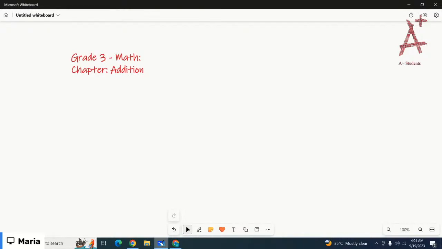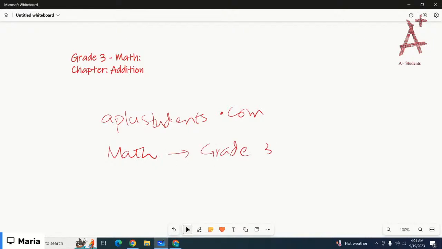We are here for grade 3 math. You can find all the lessons on aplusstudents.com. You have to log in there using your email address and password as provided by the administrator. Then you have to select math from the subject tab. Scroll down to grade 3 and then click on view all lessons, right? There you can find a list of the chapters.